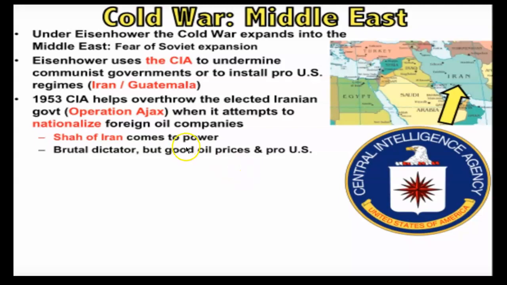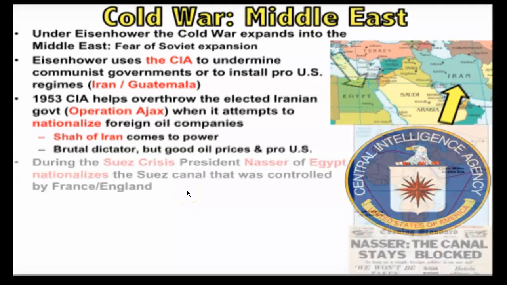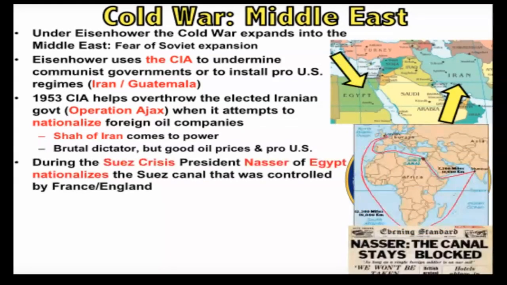He would be very pro-West, pro-United States. He was a brutal dictator. He was a horrible leader, but he was good for the United States because he was anti-communist.